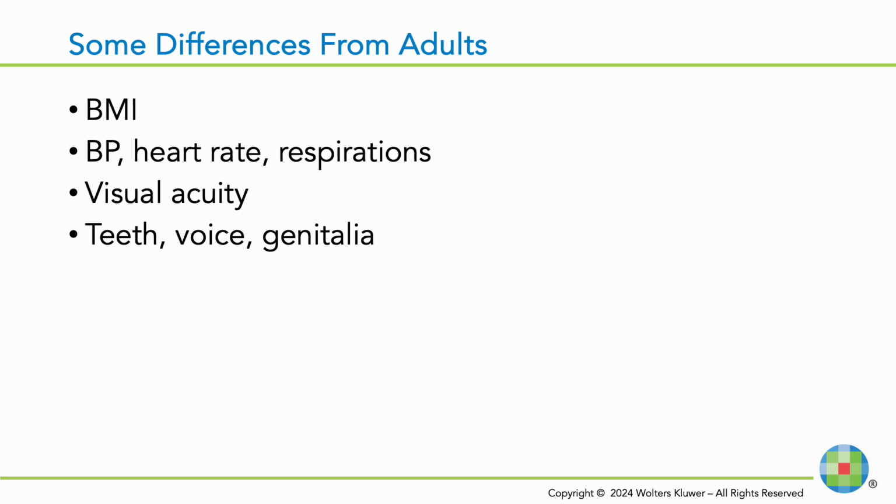There are differences from adults in BMI, in blood pressure, heart rate, respirations. Be very familiar and knowledgeable about age-related vital signs. Testing their visual acuity, their teeth, their voice, other developmental findings. There are differences. You should be aware of these. You should know what is normal. If you are unaware, assess the growth chart.